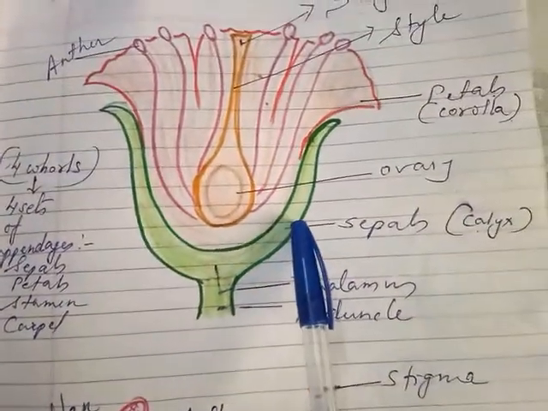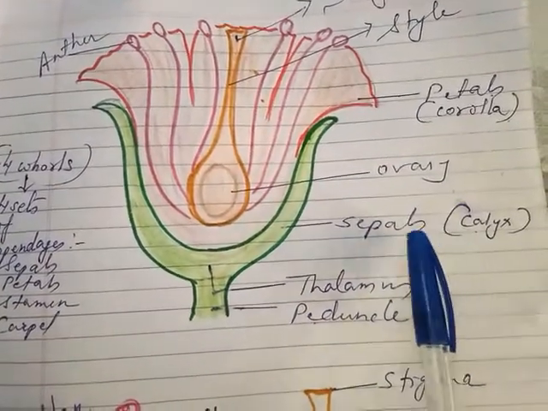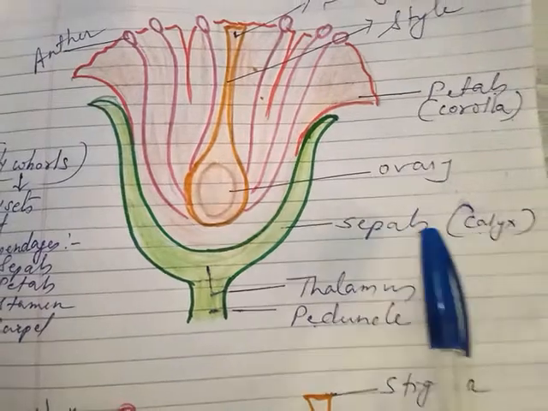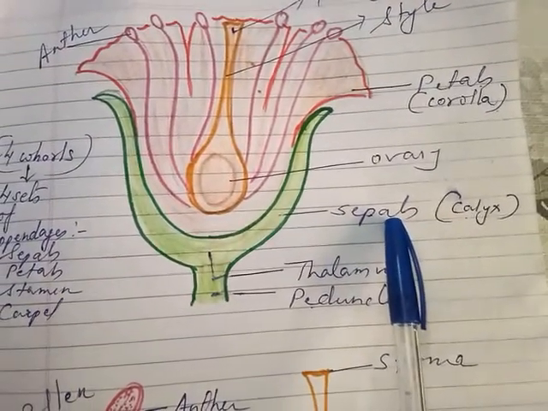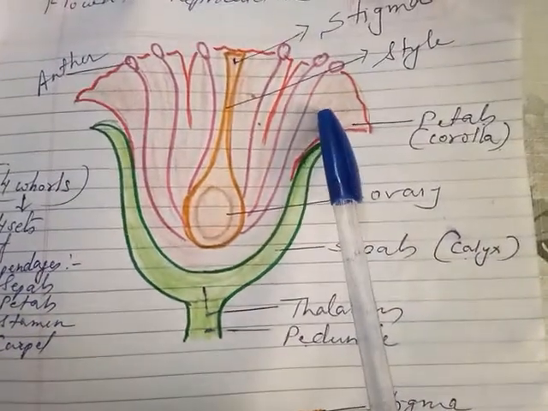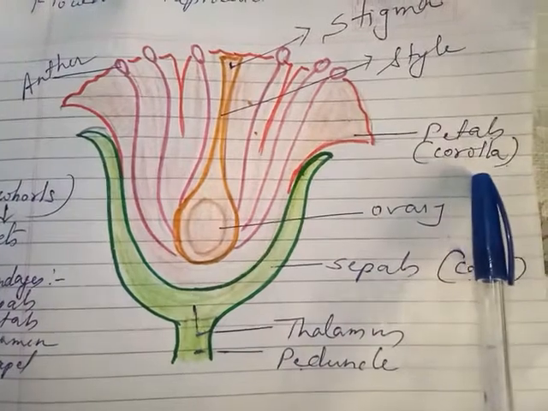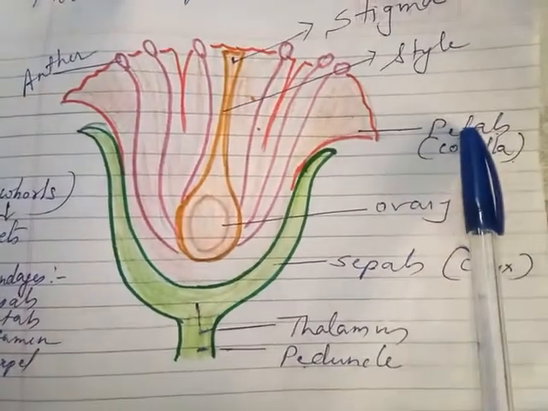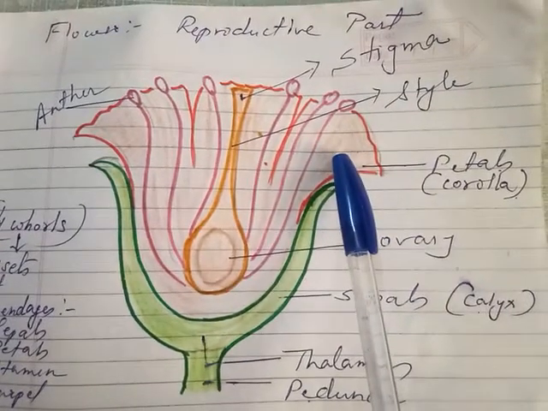Sepals are green in color, and the whole whorl is called the calyx. Sepals are the units of the calyx. Their function is the protection of the flower in the bud condition. Then come the petals. They are colorful, and the whole whorl is called the corolla. The units are called petals. The function is to attract insects for pollination.